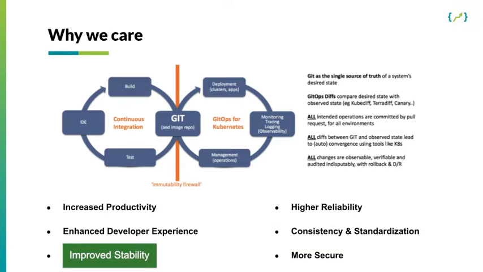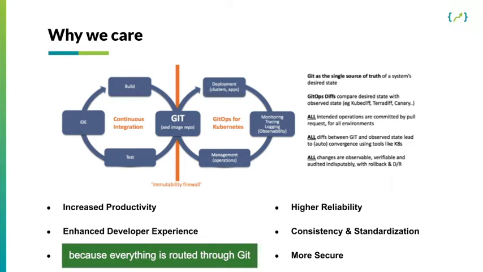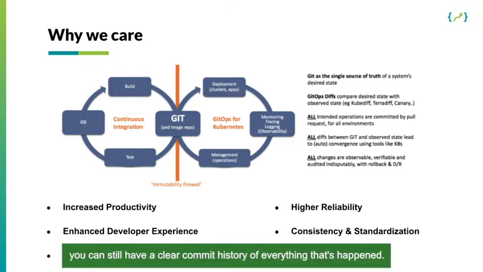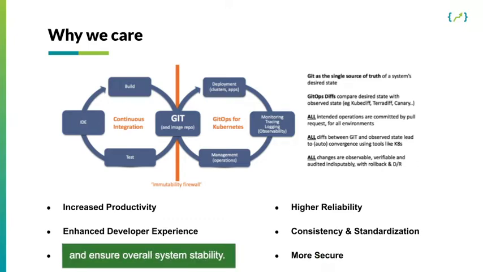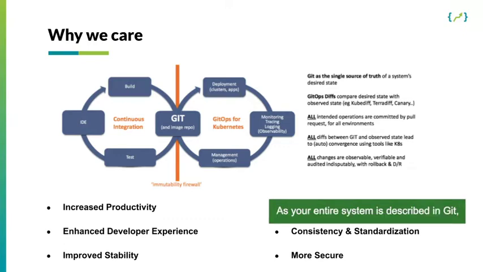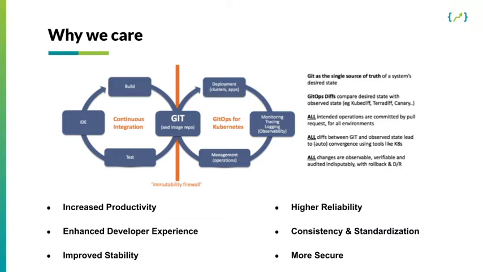Improved stability. Git commit history becomes an audit log of all cluster changes because everything is routed through Git, and this log lives outside of the cluster. So even if the cluster goes down, you can still have a clear commit history of everything that's happened. This allows you to meet things like SOC 2 compliance and ensure overall system stability. It gives you higher reliability. As your entire system is described in Git, you have a single source of truth from which to recover, reducing mean time to recovery from hours to minutes.